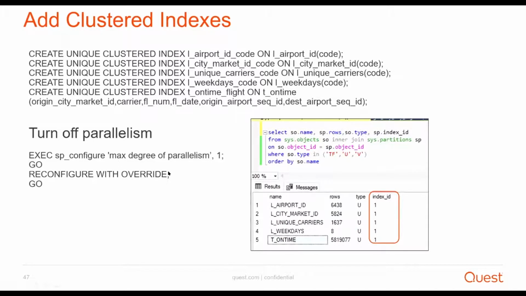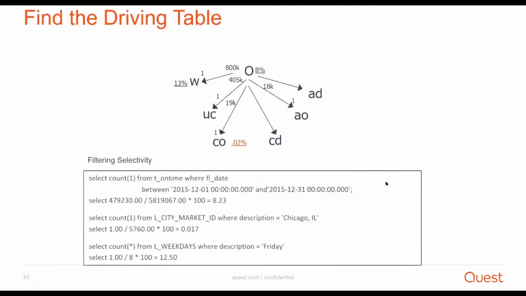Then I turned off parallelism by doing exec sp_configure max degree of parallelism 1, and then I reconfigured it with override. And as you can see, now all my tables are actual clustered indexes.